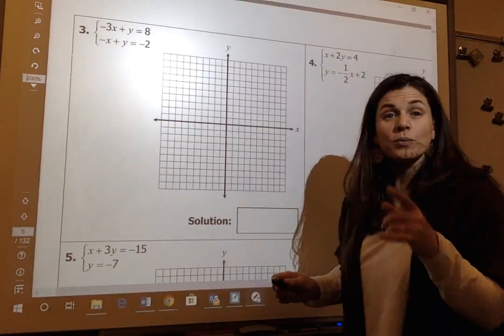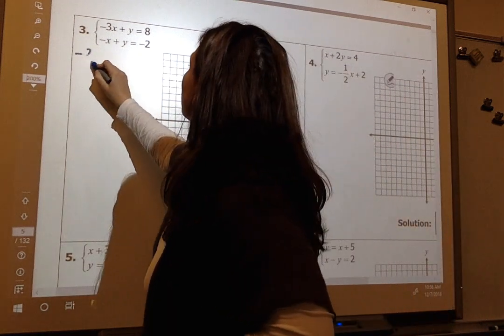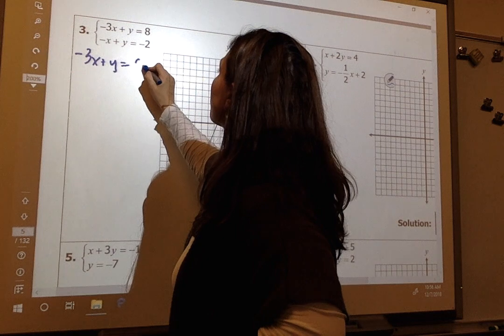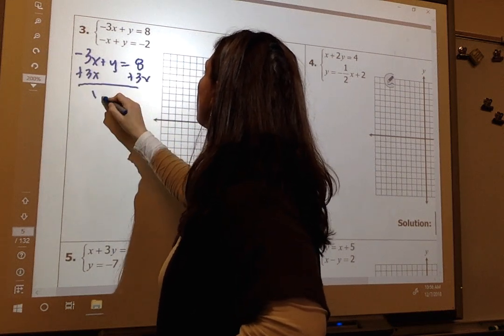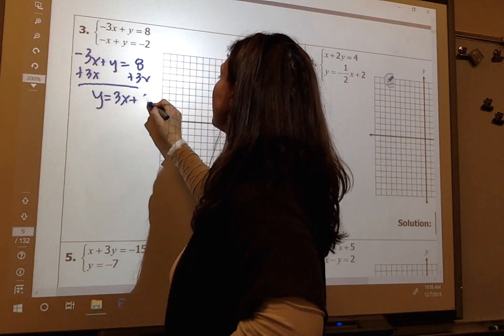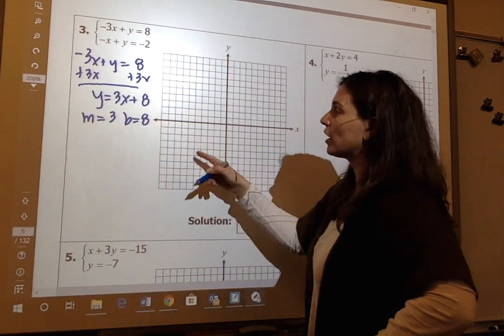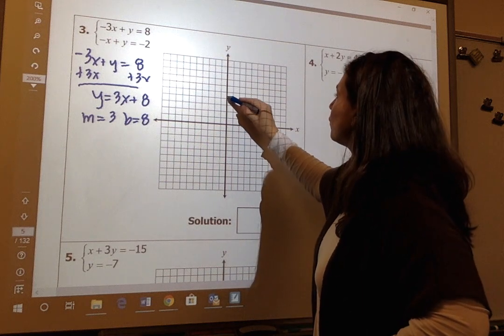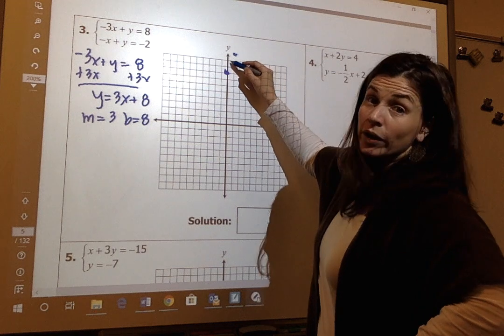So it's in standard form. So step 1 said let's change it into y equals mx plus b form. So I'm going to take my first equation and add 3x to both sides, and I get y equals 3x plus 8. So now my slope is 3, my beginning point is 8, and I can graph that. My beginning point is 8, 2, 4, 6, 8. Slope is up 3 over 1. Uh-oh, it goes off the chart.